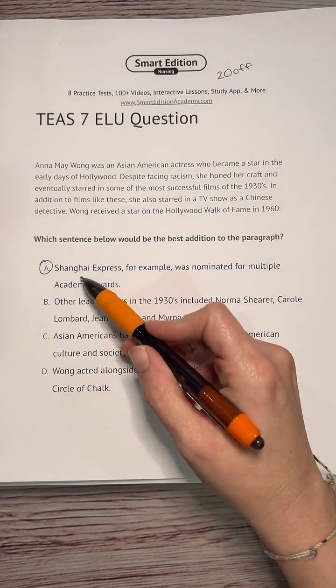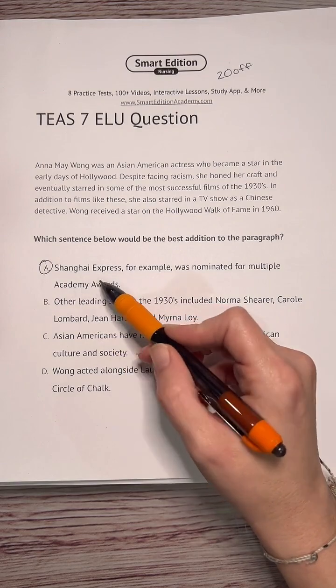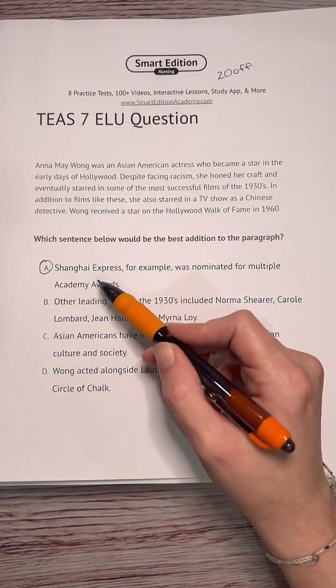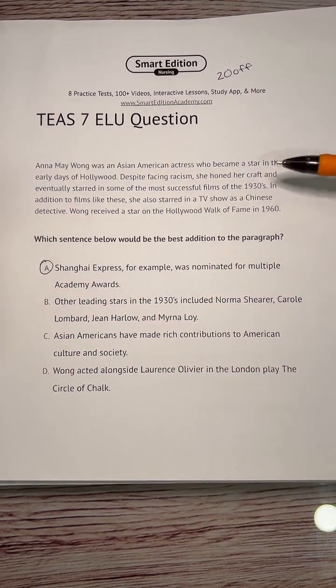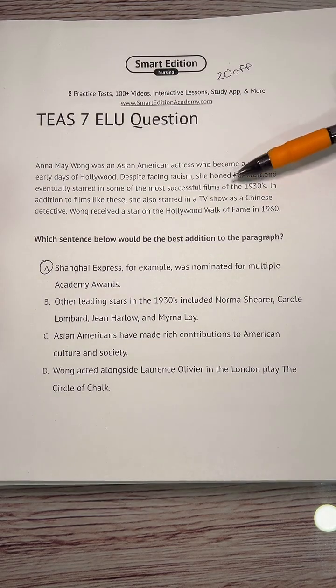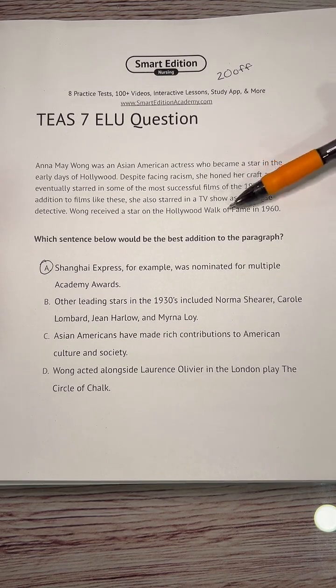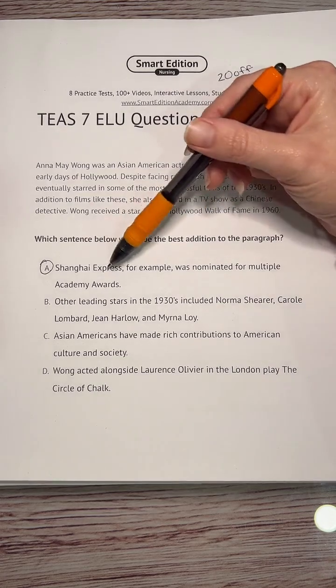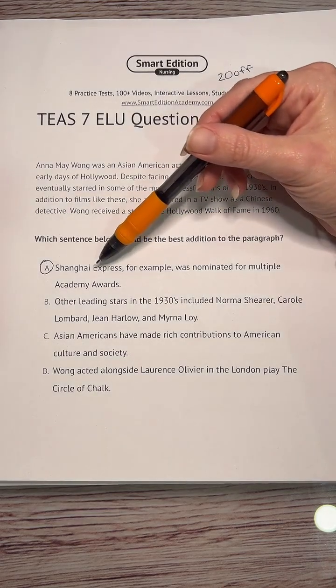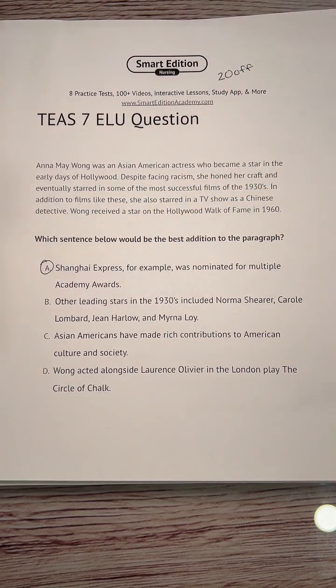Shanghai is not where she's from. This is just the name of something she was in. So it says in the paragraph here that she had some of the most successful films of the 1930s, and she was also in a TV show. So it's saying that Shanghai Express is the name of a movie that was nominated for multiple Academy Awards. Yes, so we're going to talk about why D is not correct.